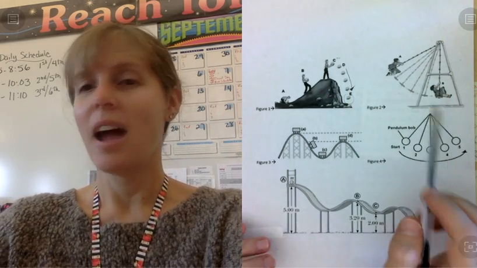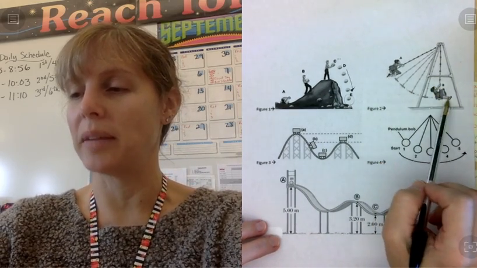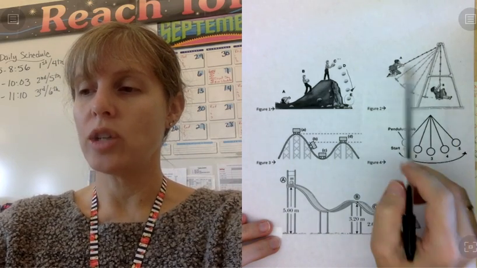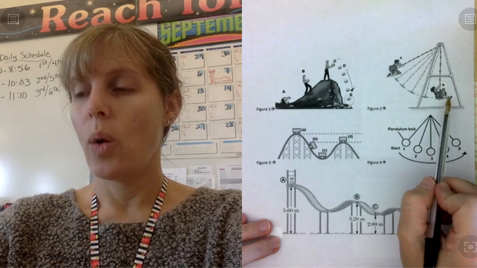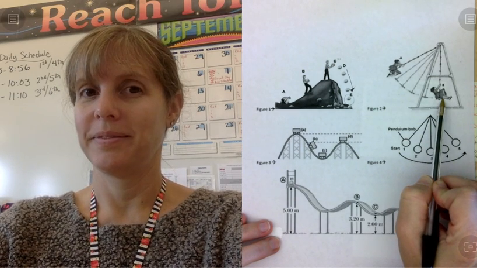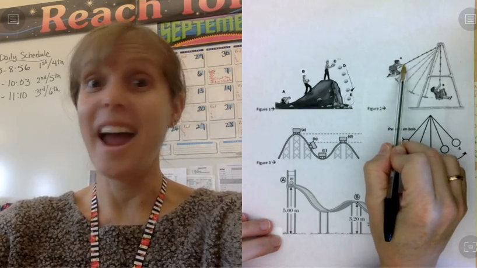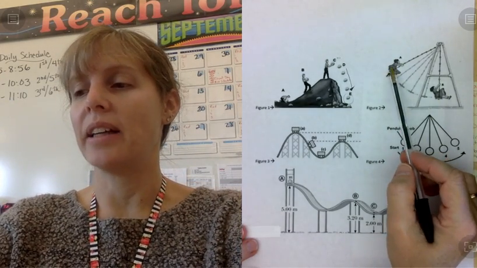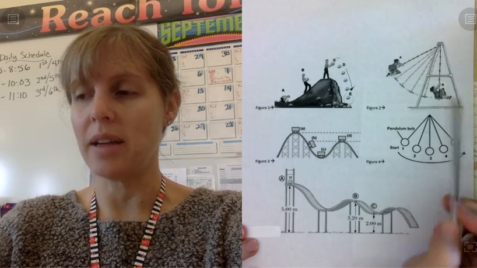Good, good. All right, now we're going to look at a person on a swing. Which position, A or B, has the most potential energy? It's A. If you got it right, congratulations, because it has a farther distance to fall, right?